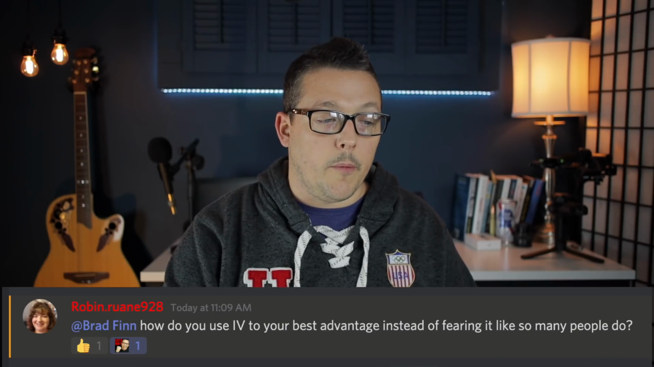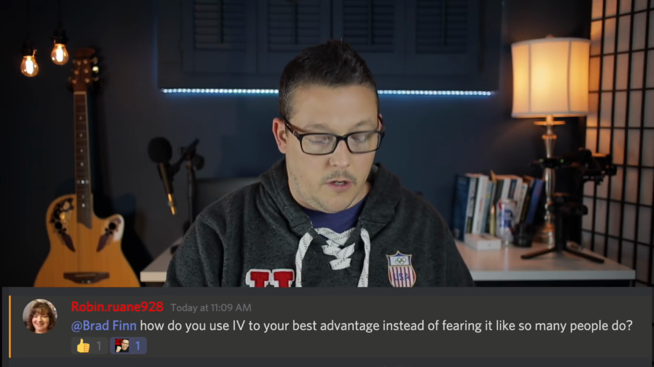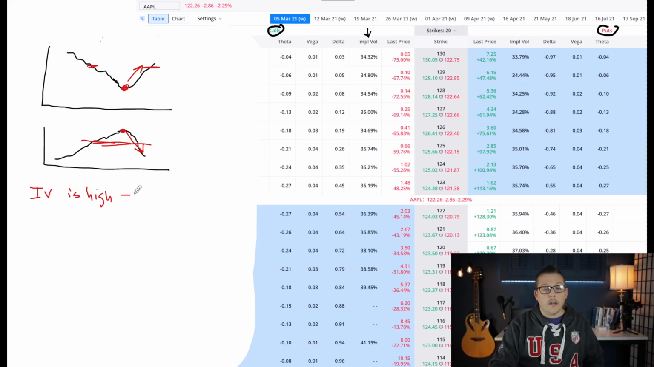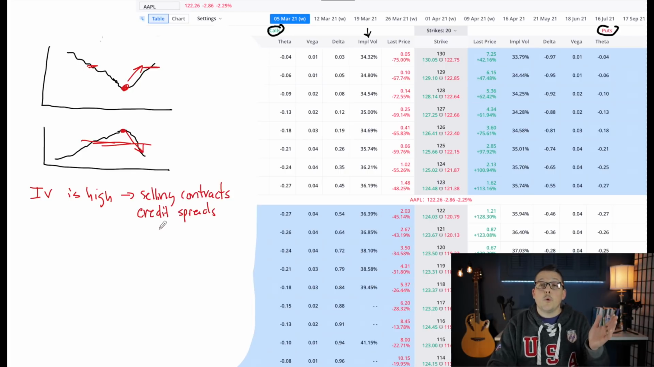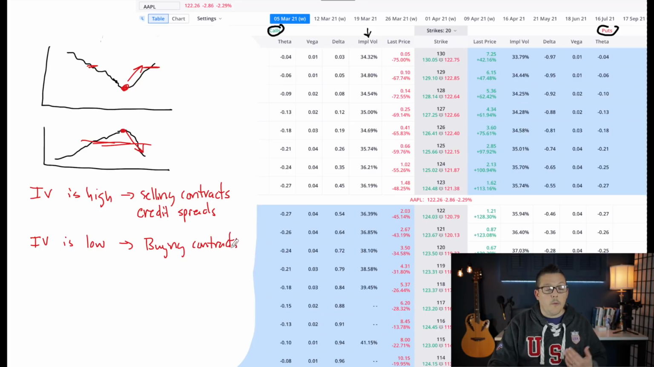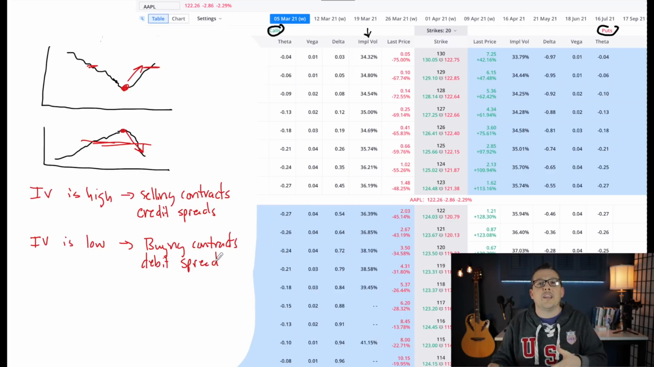So here's a general rule of thumb. When the implied volatility is high, we want to be selling contracts. The reason for this is we want the value of the option to go down, because we want to buy to close them at a lower price later. If IV is low, we want to be buying contracts and to have some sort of debit spread. The reason for this is as implied volatility goes up, so does the value of that option, and we can sell to close at a higher price than we paid for it.